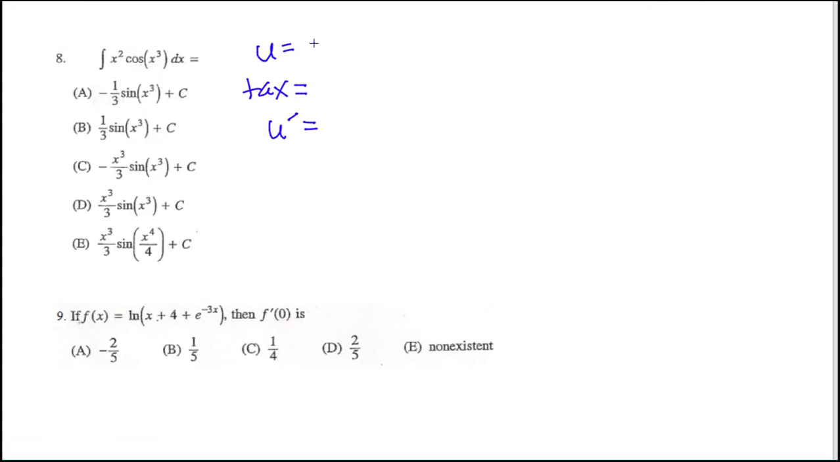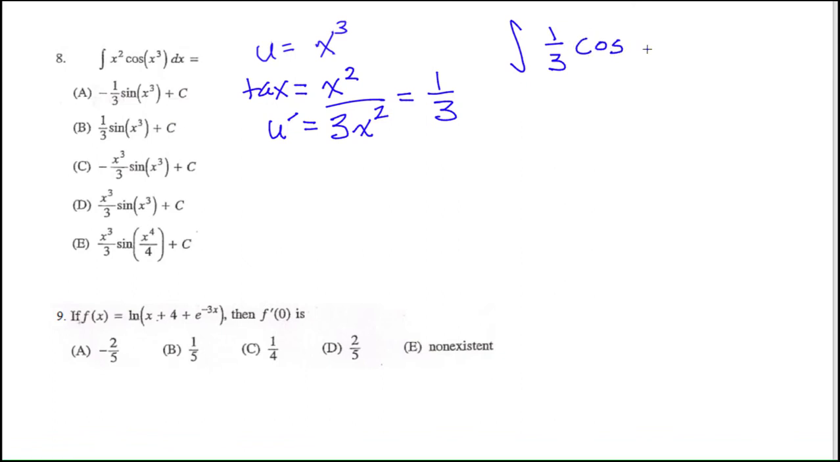Cosine? No, it's x to the third, right? Yeah, look for the most complex thing, and then do the inner of that. All right. Taxman is x to the power of 2. Good, and U prime, 3x squared. That means we're going to pay taxman with 1 over 3. So now my new integral after I pay the taxman was x squared. This x squared is now turning into a 1/3. It's going to be cosine of x to the power of 3.